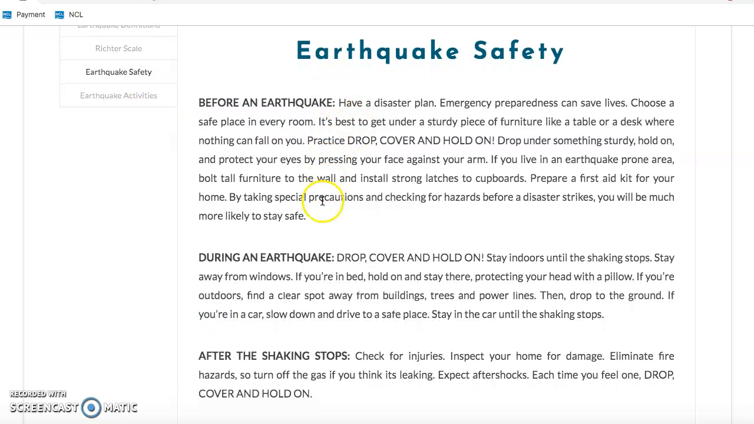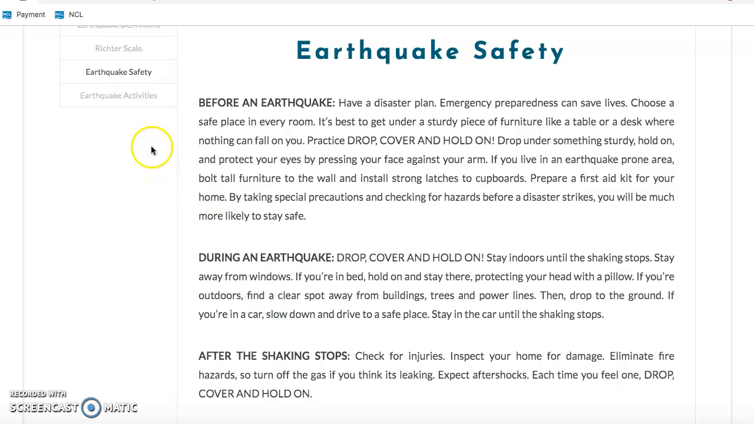This part of the website is a key reason why I chose this, as students are going to be creating their own safety plan within small groups that talk about what you can do before, during, and after a given natural disaster. So here they can use this information to include on their poster.